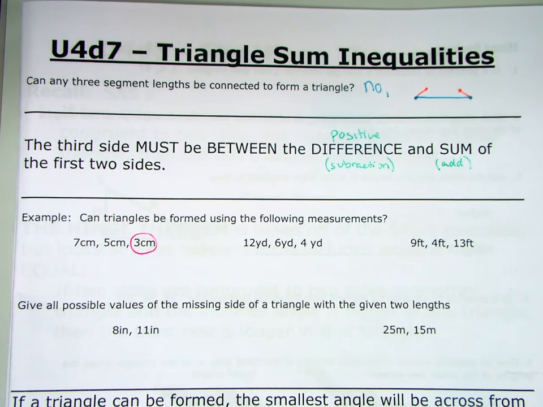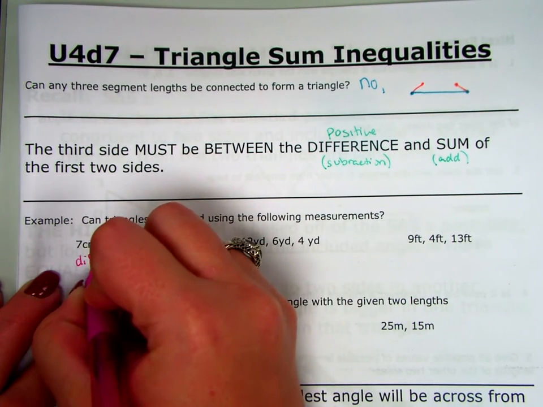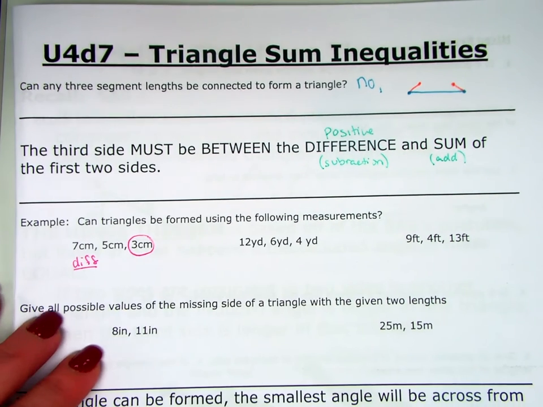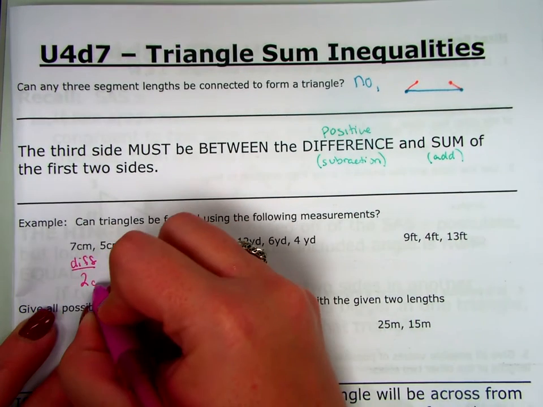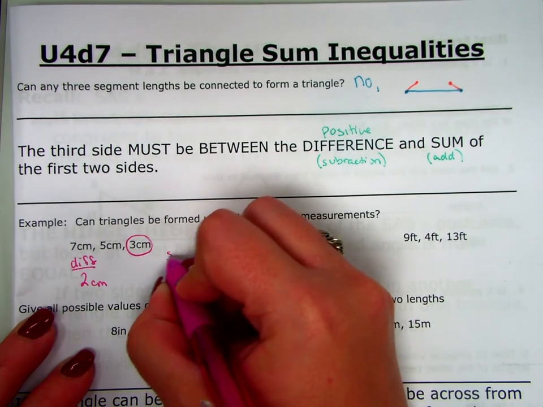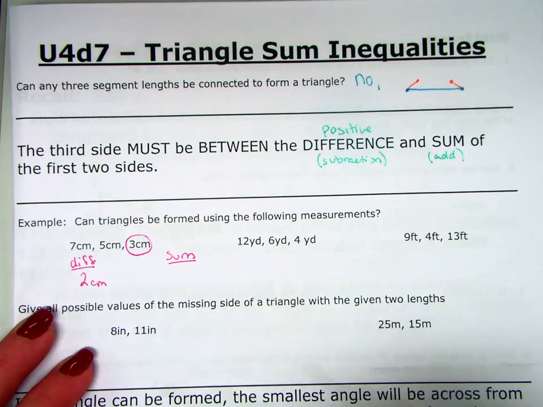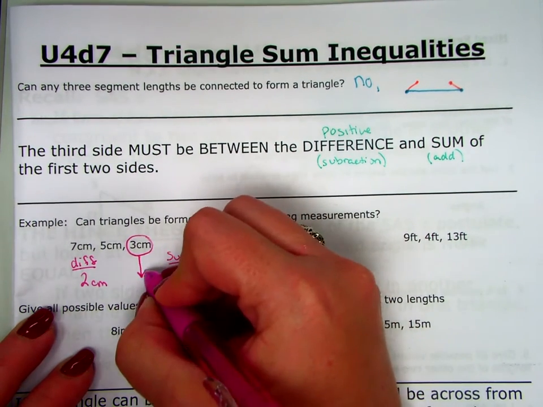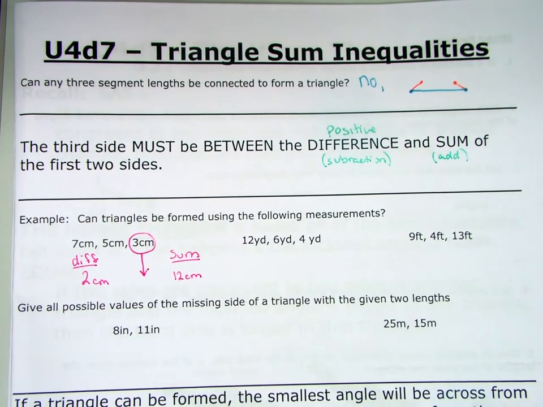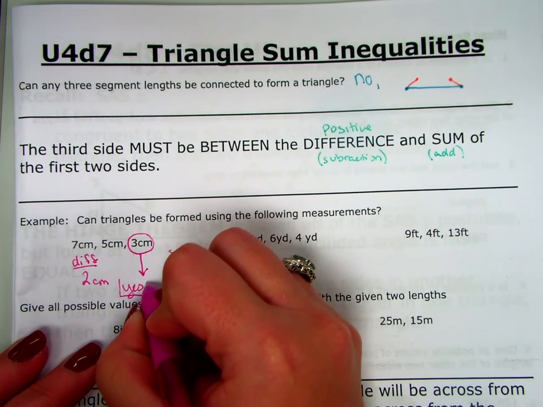And then you look at the other two, my 7 centimeters and my 5 centimeters, and I find the difference between 7 and 5. What's the difference? 2 centimeters. And then I look at my sum. What's the sum of 7 and 5? 12 centimeters. Does 3 centimeters fall in between 2 and 12? Yes. Yes, that means I can make a triangle.